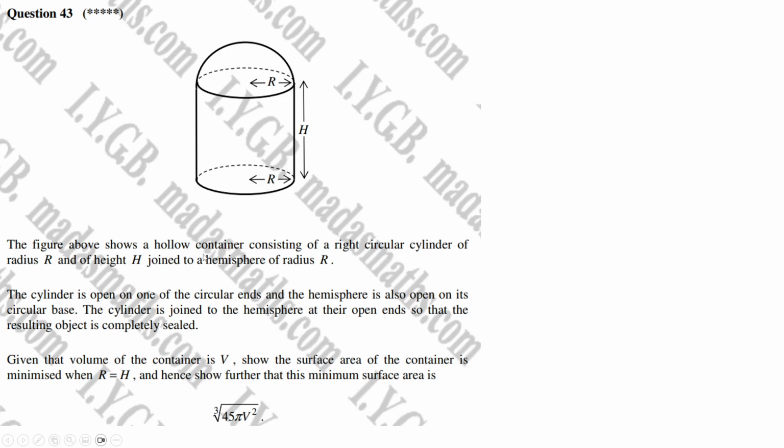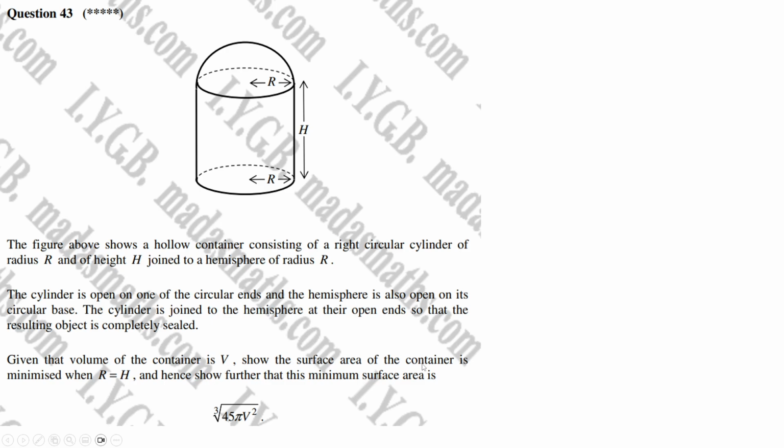The figure above shows a hollow container consisting of a right circular cylinder of radius r and of height h. The cylinder is open on one of the circular ends, and the hemisphere is also open on the circular base. The cylinder is joined to the hemisphere at the open end so that the resultant object is completely sealed. Given that the volume of the container is V, this tells us that the volume is fixed. So this will not vary, and we can use this as a constant later on maybe.